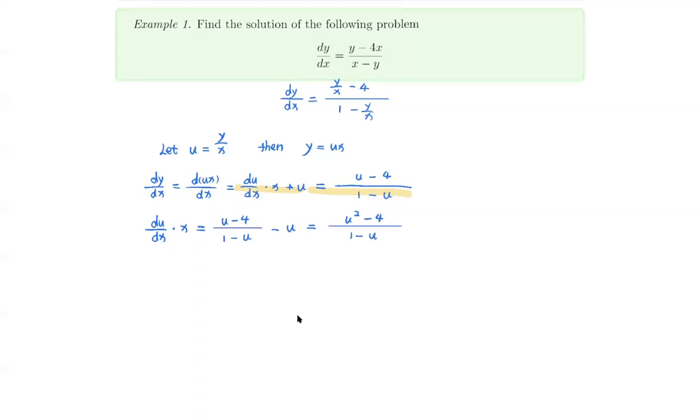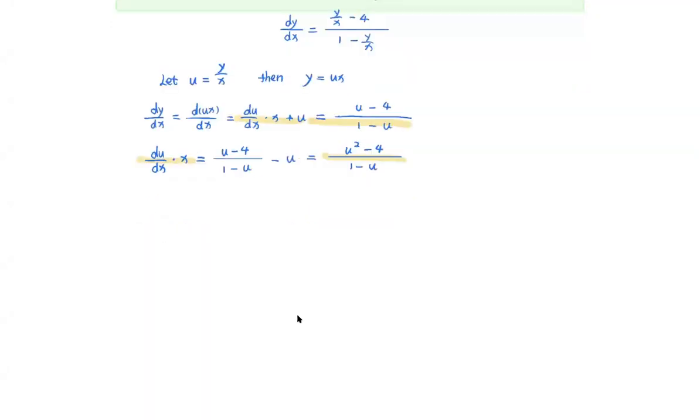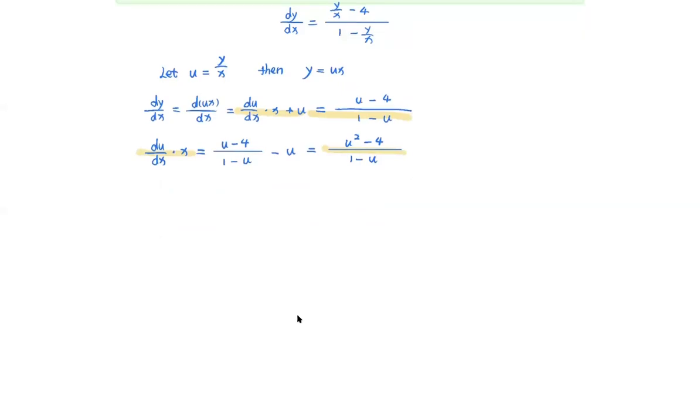And this is a separable ODE, so we can just take the integral on both sides. What I'm going to do right now is flip it so that it's easier for me to integrate. Why is that? Because this is really hard to integrate, but if you flip it, it's going to be easier.